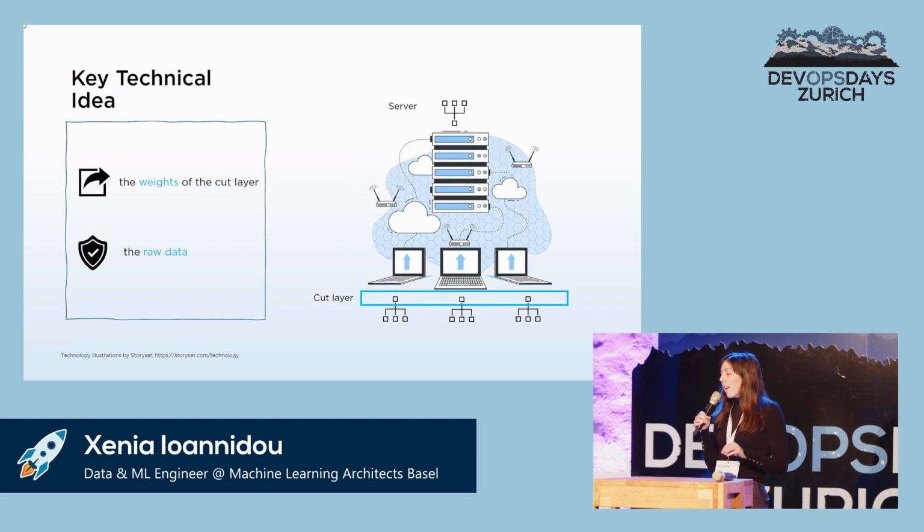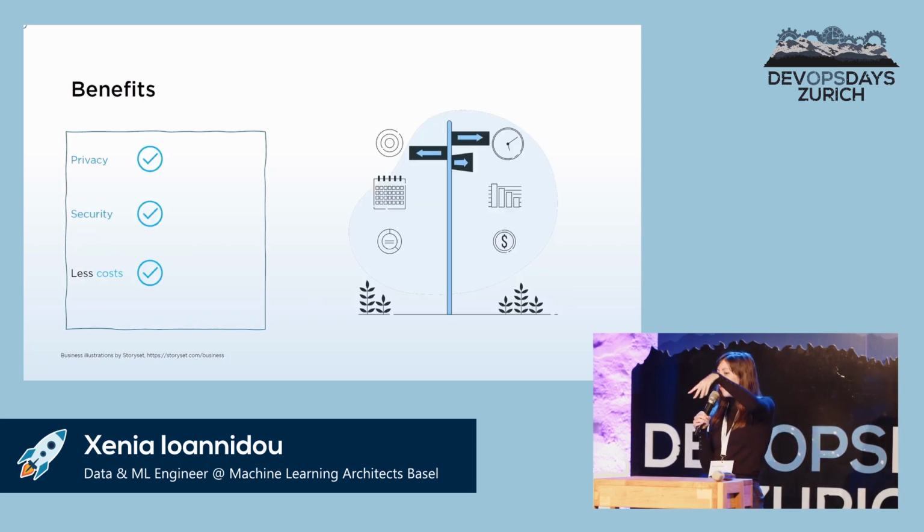So the key technical idea is that each device trains its own model on its own data and doesn't share any private information. So it only shares the output layer of the model into a central server. Of course, the benefits are to ensure privacy and security and to keep the costs very low, which is what we care about today, right?